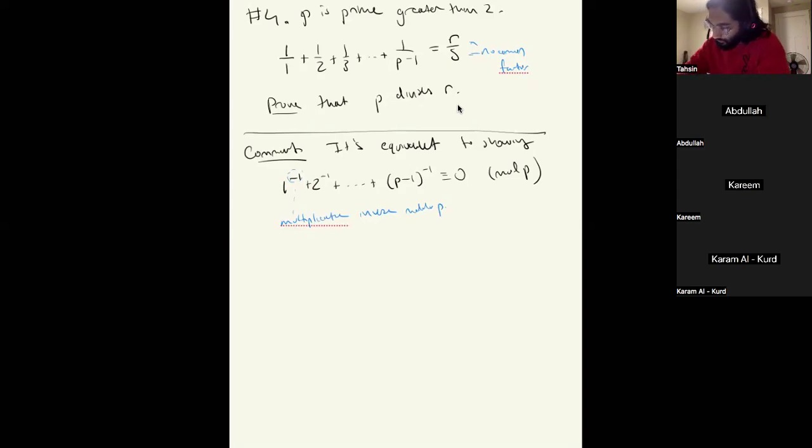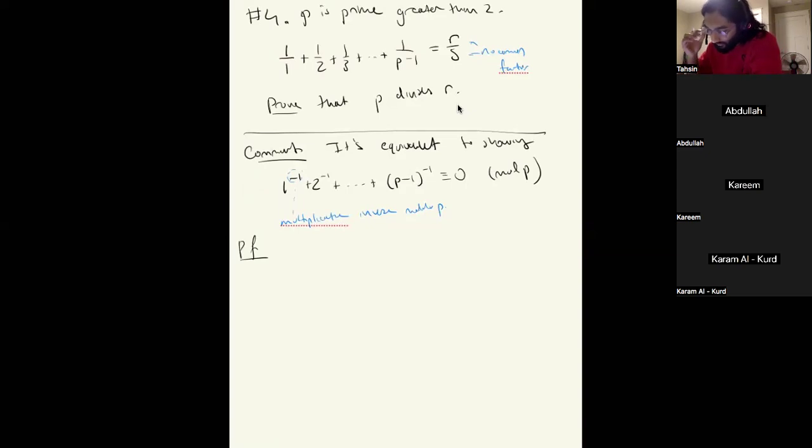It was important that all of these denominators 1, 2, 3, up to P minus 1, none of them are divisible by P. In fact, they're all coprime to P, right? And so because of that, proving the problem is equivalent to showing that the sum of the inverses is 0 mod P. And maybe I can just give a proof of why that's true.